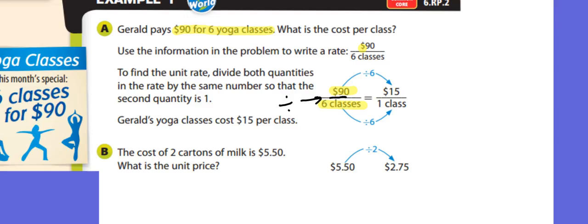The way that it should make a little bit of sense is if we look at the denominators here, the second term, we have 6 classes and we just said to find the unit rate we need to find 1 class. So we ask ourselves, how would we go from 6 classes to 1 class? And you would divide by 6. If you divide 6 by 6, you get 1 class. And then you remember what you do to one term in a rate, you do to the other term in a rate. So you would divide 90 by 6 and you would get 15.